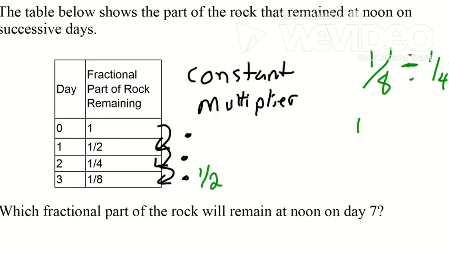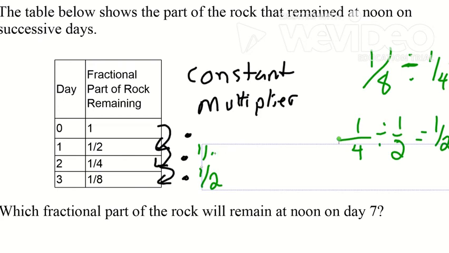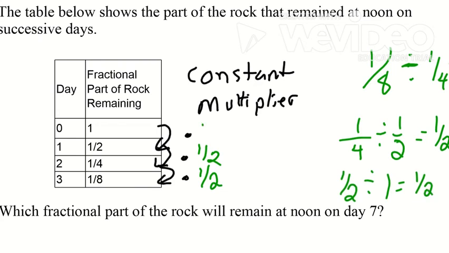I'm going to double check to make sure this is constant. I'm going to do 1/4 divided by a half. And that is also a half. And finally, 1/2 divided by 1, which is a half. So I do have a constant multiplier. That constant multiplier is also my b-value.